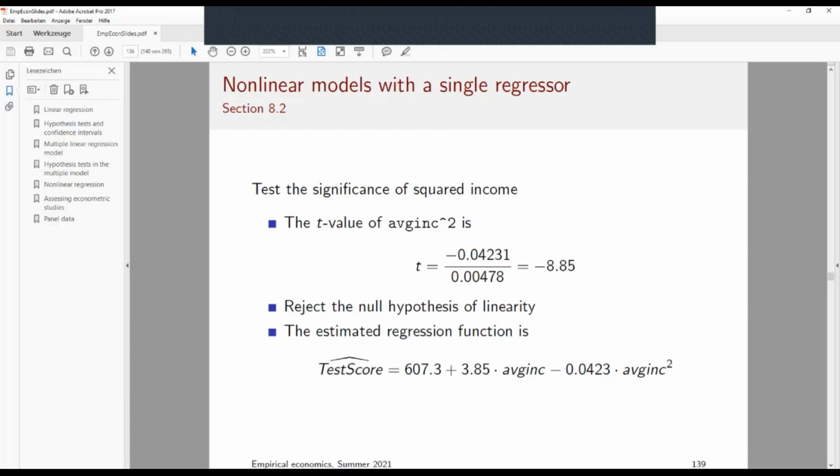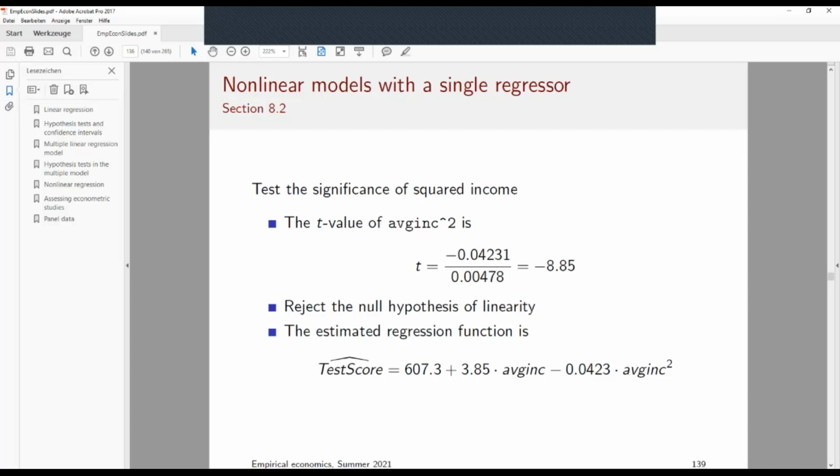So with this t-statistic, we can directly reject the hypothesis of a linear model, and our estimated regression function now is 607.3 plus 3.85 times the average income minus 0.04 times the squared average income.